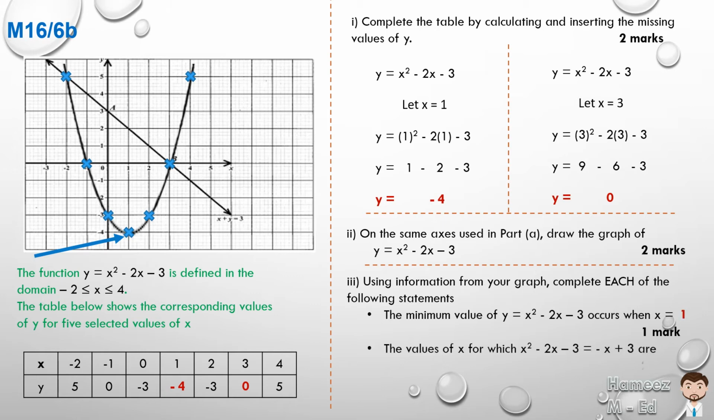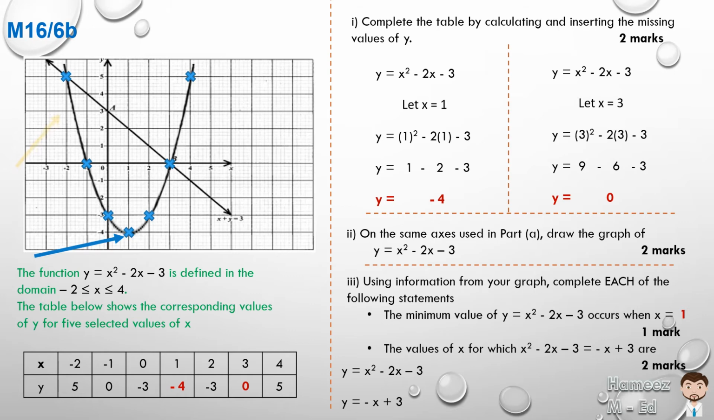The values of x for which x squared minus 2x minus 3 is equal to minus x plus 3. So what that means, let's recall y is equal to x squared minus 2x minus 3. That means that's the curve for the parabola. And y is also equal to minus x plus 3, which is the straight line. So where do the graphs intersect?